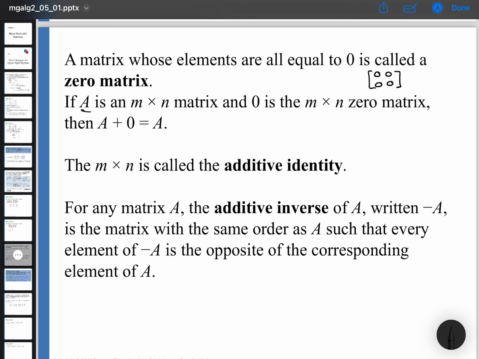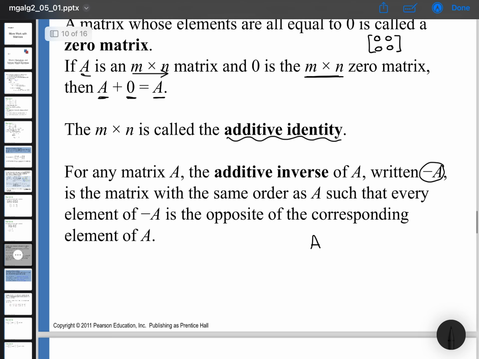So if A is an m by n matrix, I could have any number of rows and columns, and 0 is the m by n zero matrix, again, any number of rows and columns. If the number of rows and columns matches, then that first matrix A plus your zero matrix is still just going to be A. This is called your additive identity. For any matrix, the additive inverse is written as just negative A. What that means is that if I added these two, it would end up giving me a 0 matrix.